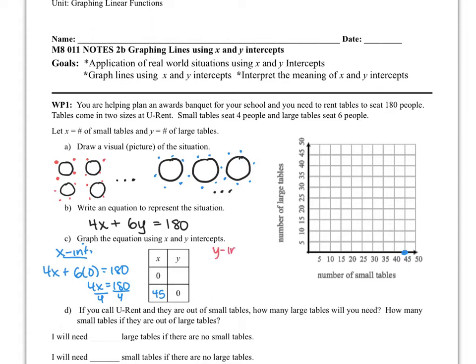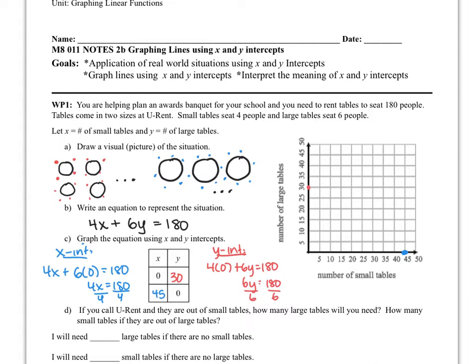Now I'm going to do my y-intercept. If it's going to be along my y-axis, that means I don't want to move left or right at all, which means I need my x-coordinate to be 0. So in my equation, I'm going to change x to 0 and solve this for y. Divide by 6, and 180 divided by 6 is 30. And so now I have my x and my y-intercepts.